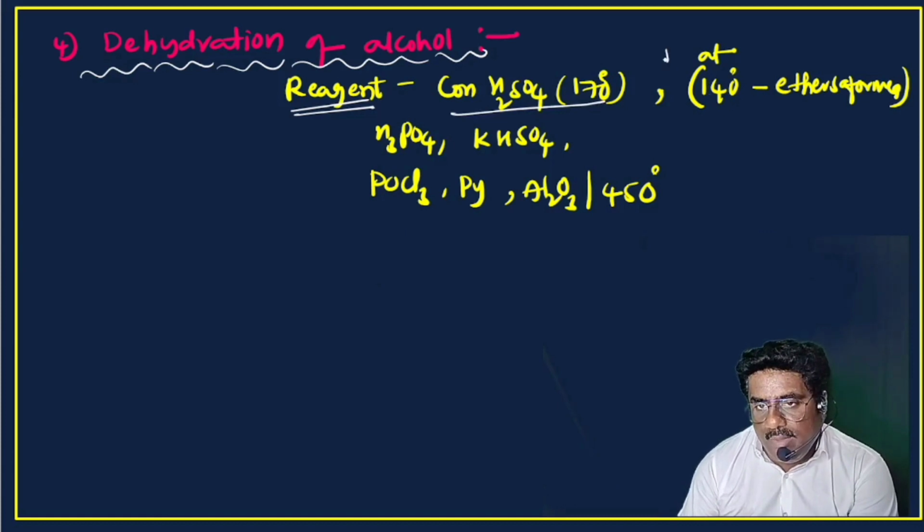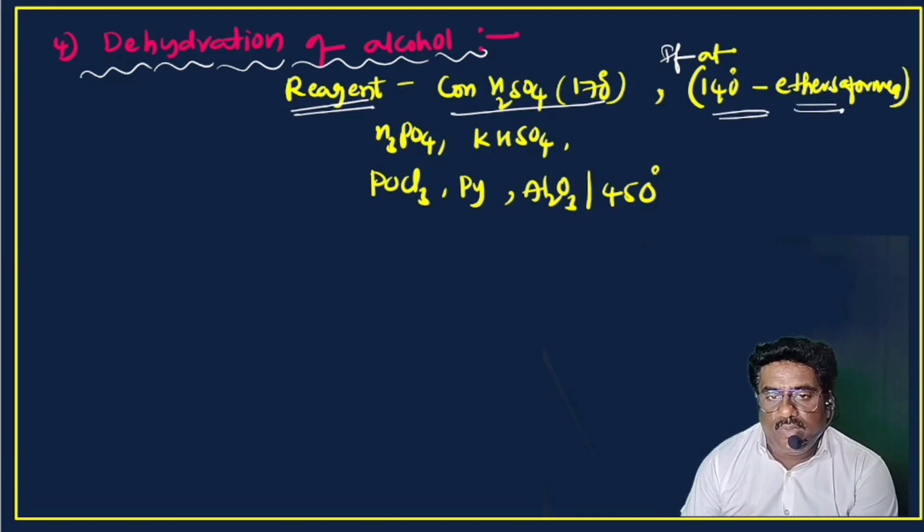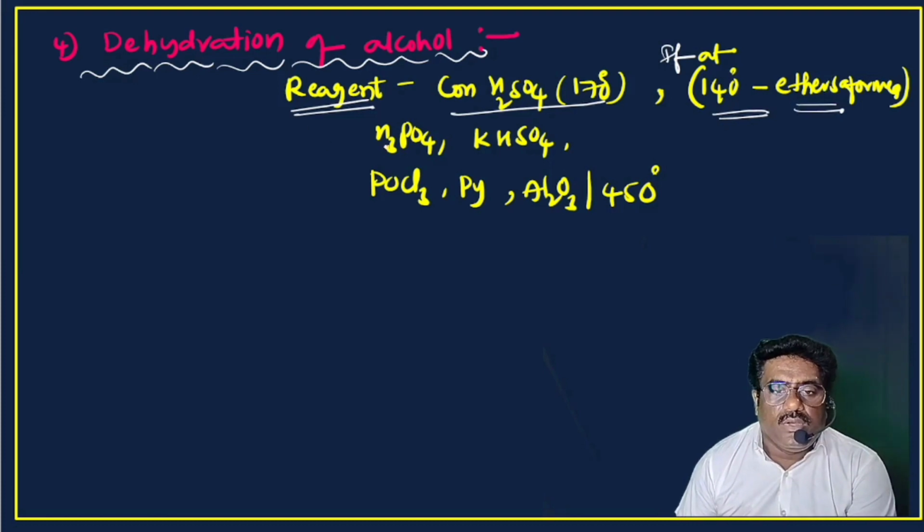If using 140 degrees Celsius, it gives ethers. At 170, it gives the alkene system. At 140, it gives ether. Other reagents are phosphoric acid H3PO4, KHSO4, POCl3 with pyridine, and Al2O3 at 450 degrees Celsius. These reagents are used for the dehydration of alcohol.